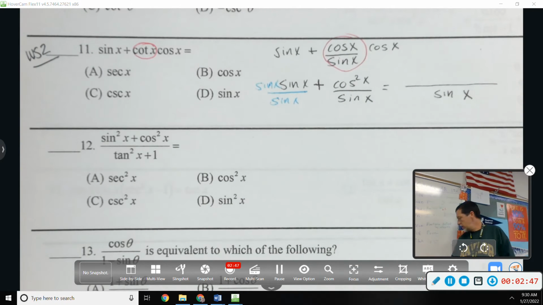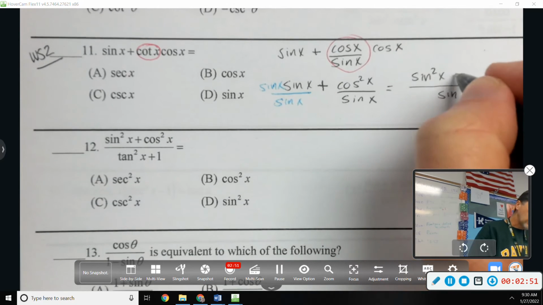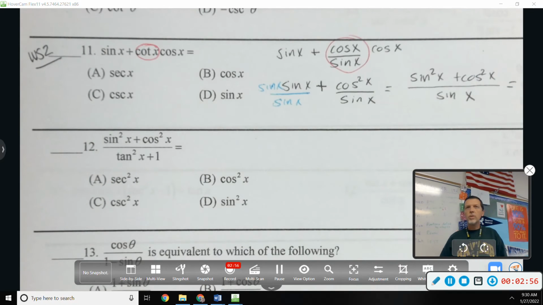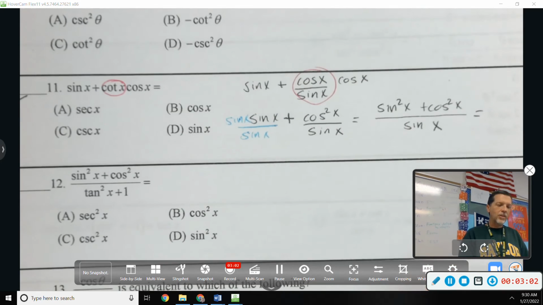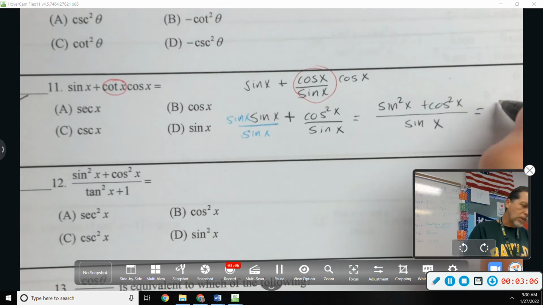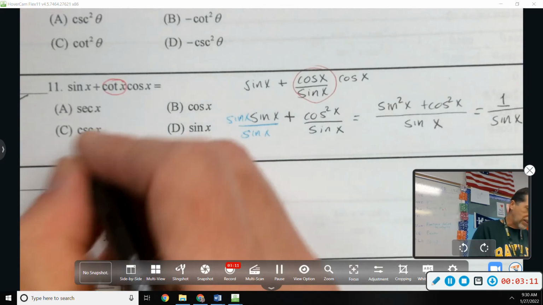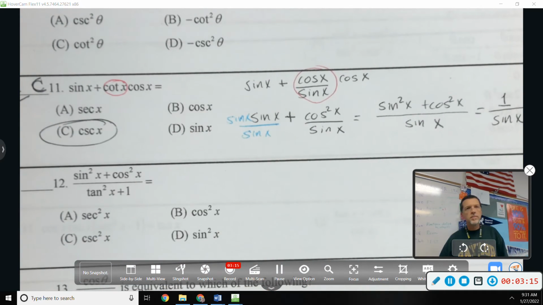So the denominator is sine, and the top is now sine squared plus cosine squared, which is 1. So hopefully we recognize that one. The others I don't recognize as quickly. That's why I have the others written down that I can refer to if I need to. But sine squared plus cosine squared is 1. And then 1 over sine of x is cosecant of x. So that was a good one.